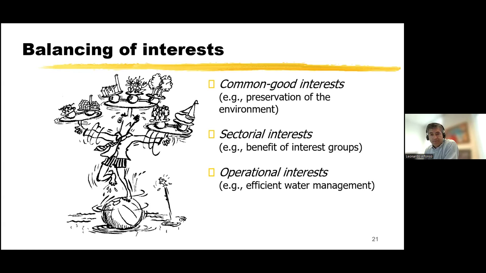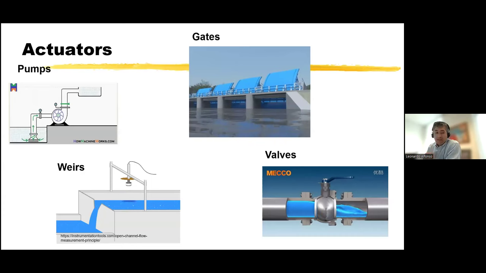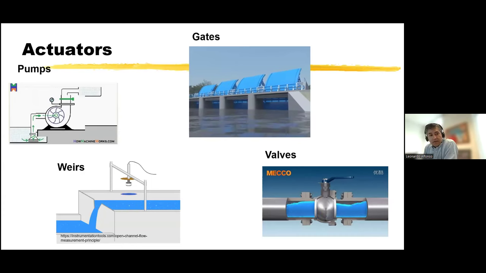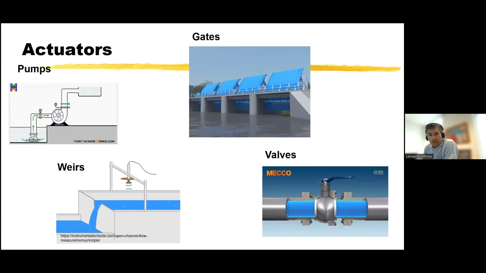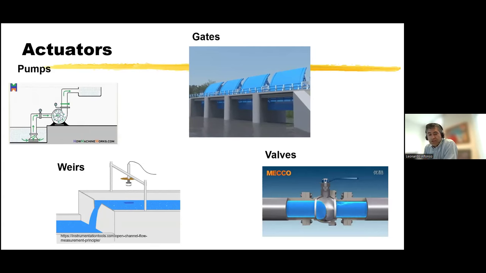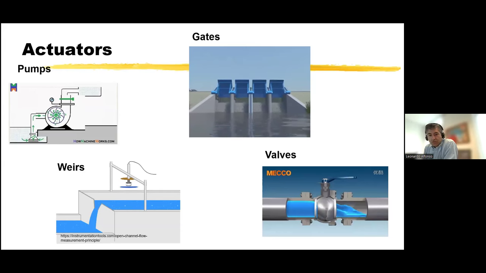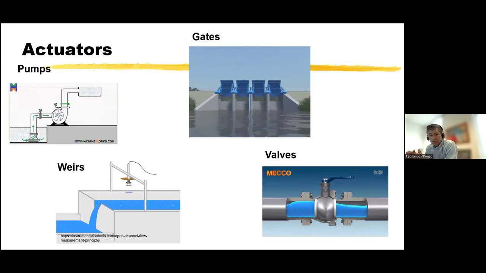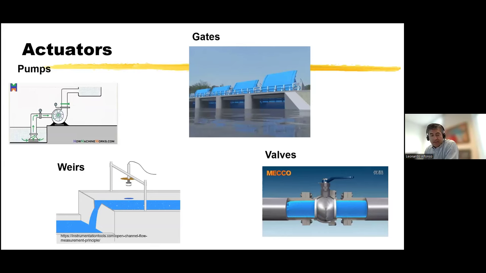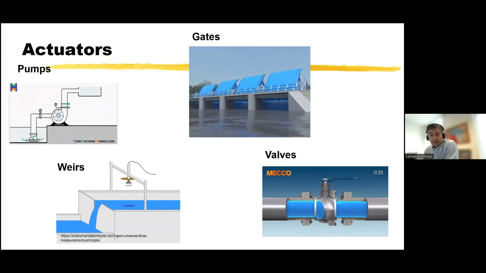In the classroom, we study actuators. Actuators are actually the devices or the hydraulic structures that you can use to change the behavior of the variables of interest in the water system. So with this, you can control discharge or water levels or water quality, etc. And these are some examples: the pumps, the gates, the weirs, the valves.